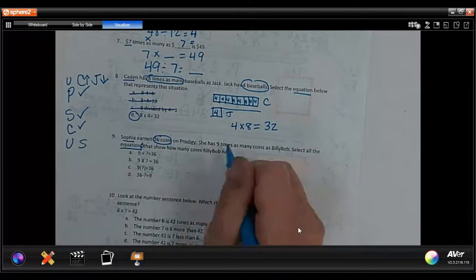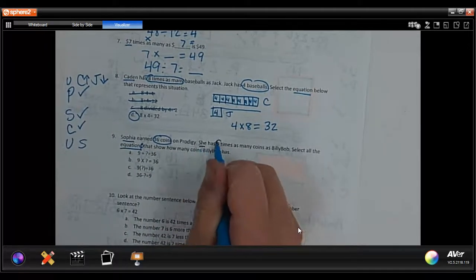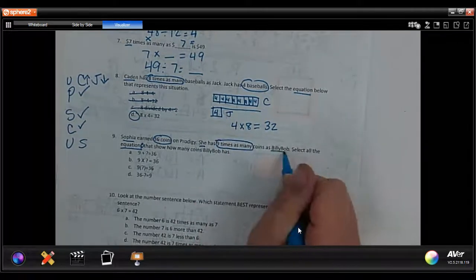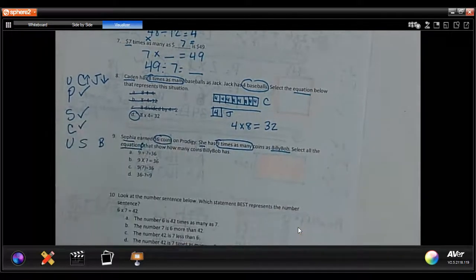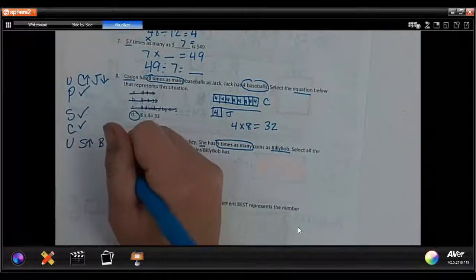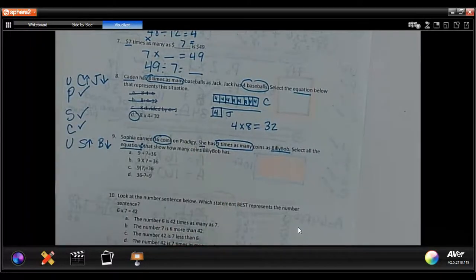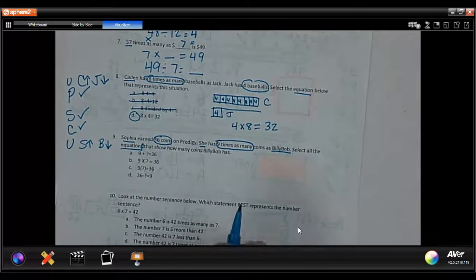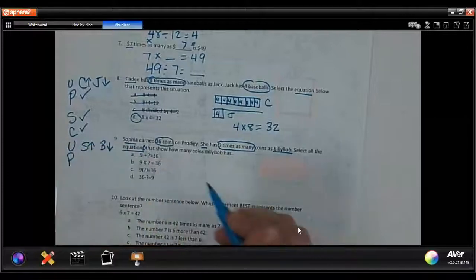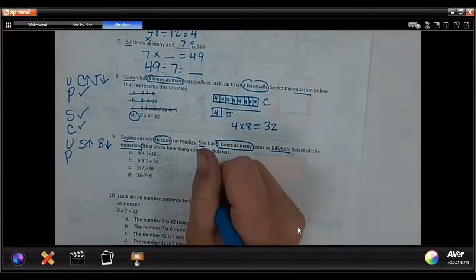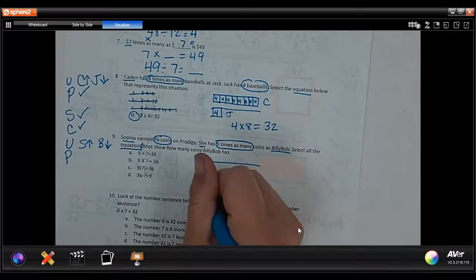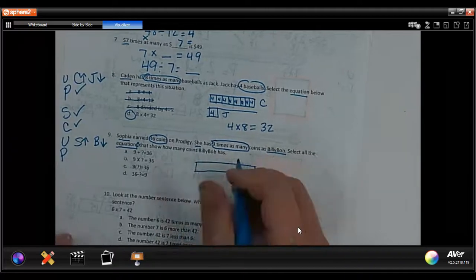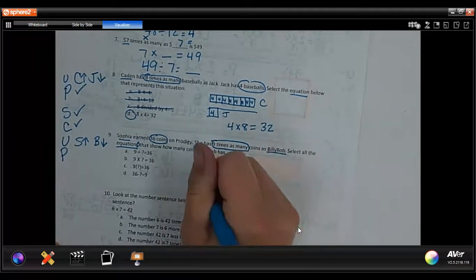Sophia. She has 9 times as many coins as Billy Bob. So I know Sophia has more coins and Billy Bob has less coins. And I'm going to select all the equations that represent that. So I'm first going to figure out my own equation by planning it. I know Sophia has more coins. She has 9 times as many coins, so I'm going to break this up into 9 parts.